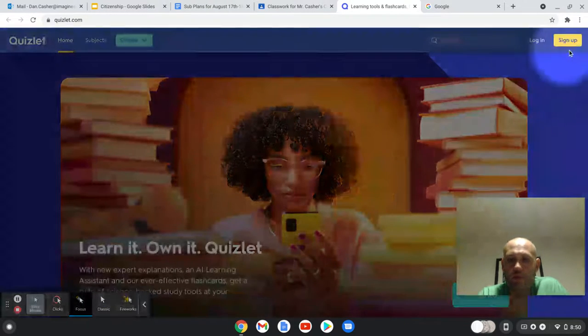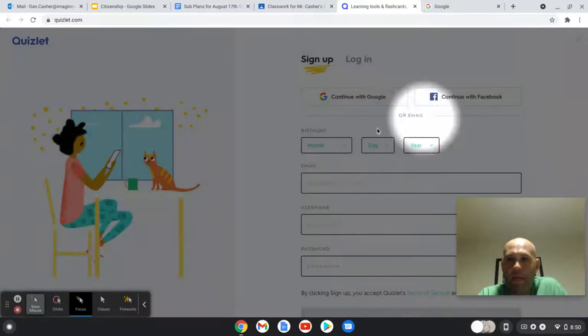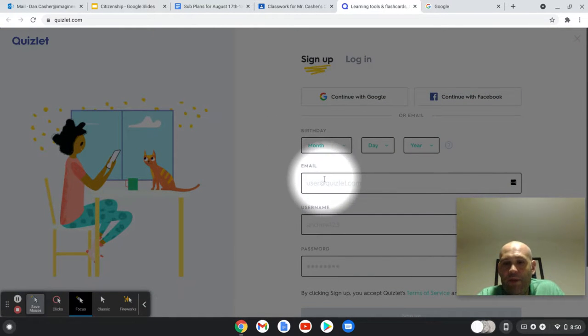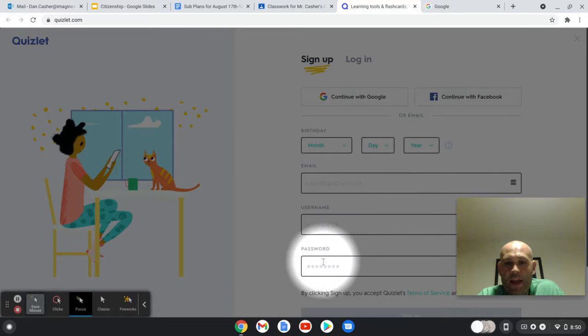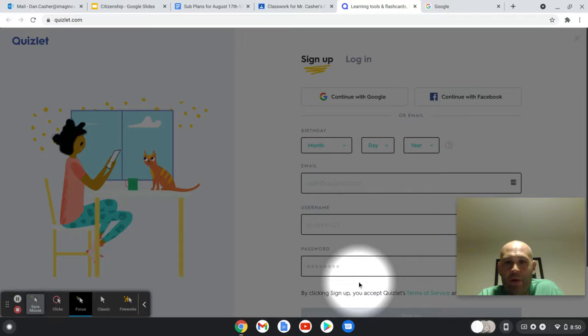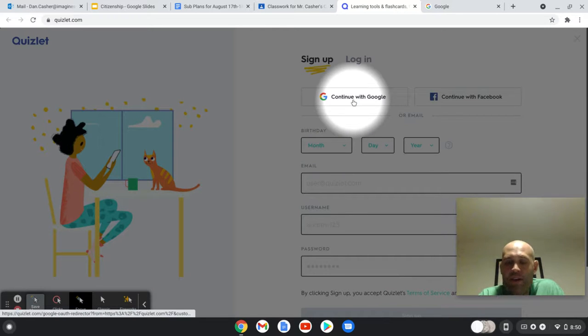You're going to click that. And it's really important: do not fill this in with your email, your username, your password. You're not going to create any of that. If you do, I won't know what it is. All you have to do is hit continue with Google.